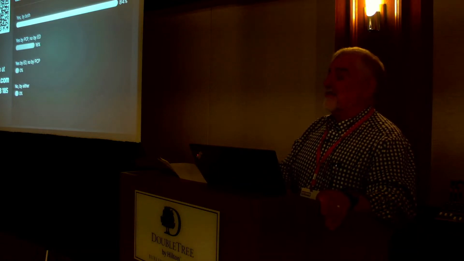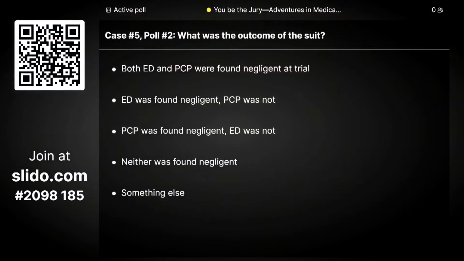So the parents filed suit. And what was the outcome of the lawsuit? Your options are both the ED and the PCP were found negligent. The ED was found negligent, the PCP was not. The PCP was found negligent and the ED was not. And finally, that neither was found negligent.